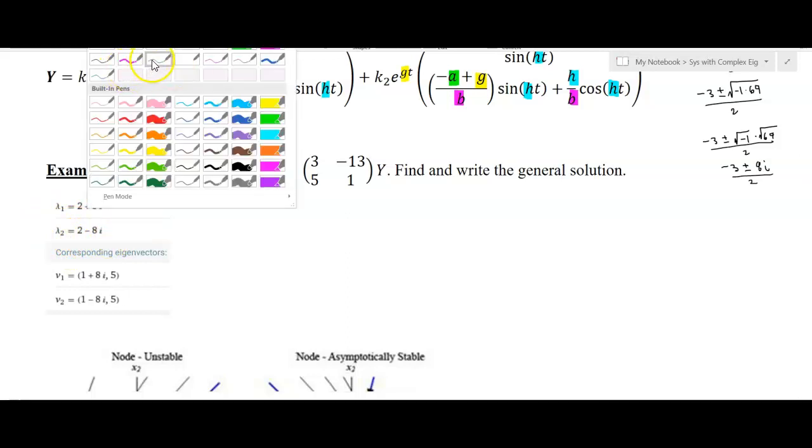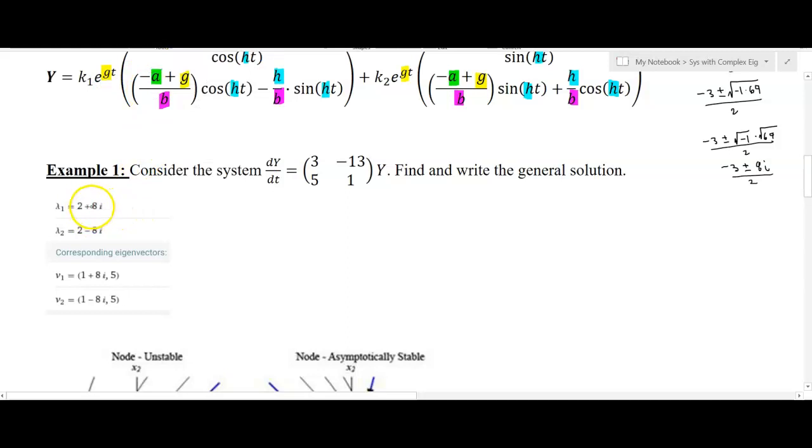Notice that they're identical, except that one has an addition sign, one has a subtraction sign. These are what we call complex conjugates, and they always come in pairs. So for a system, you're always going to have the real part, g plus or minus hi, cover both eigenvalues.